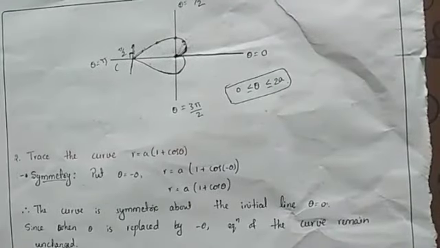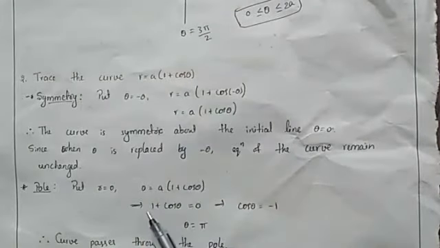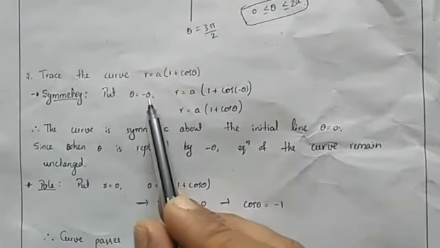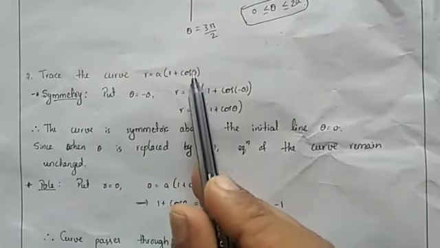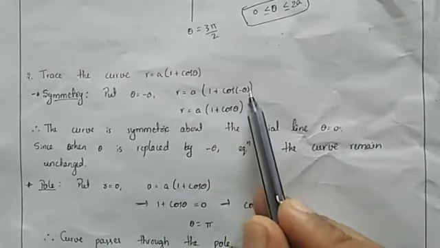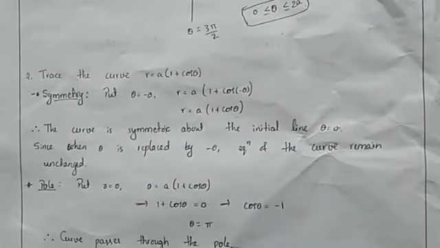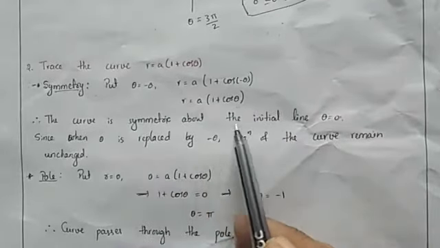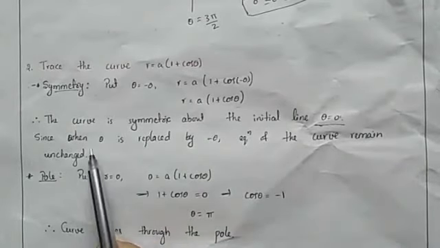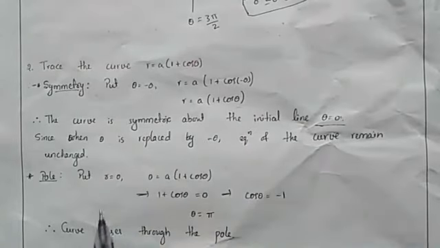Let me move on to the next problem. Trace the curve r is equal to a into 1 plus cos theta. The first point is the symmetry. Put theta is equal to minus theta. You get r is equal to a into 1 plus cos of minus theta. The cos of minus theta is cos theta, so you get the same equation of the curve. Therefore, the curve is symmetric about the initial line, theta is equal to 0, since when theta is replaced by minus theta, the equation of the curve remains unchanged.